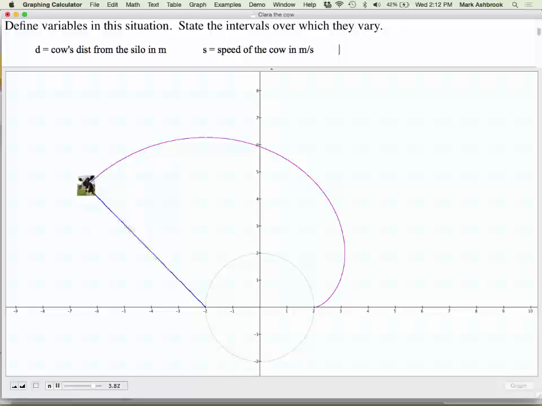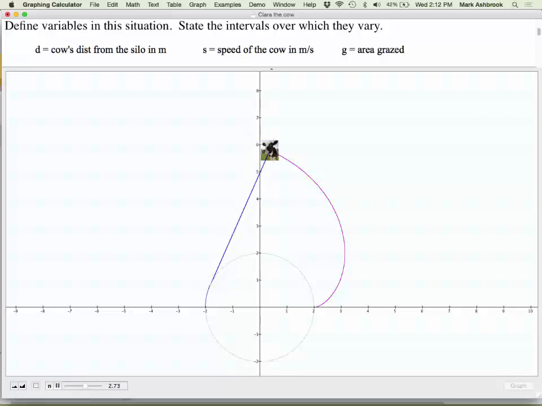And what variable do you want to call that? G equals the amount of area grazed, in meters squared. How is that changing? Well, the cow could eat something over here on the left, but there's more on the right. If the cow eats over there, the rest will be on the left. So it's how much she's eaten at any given time.